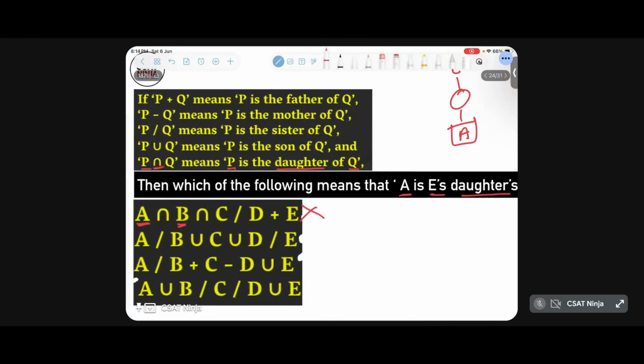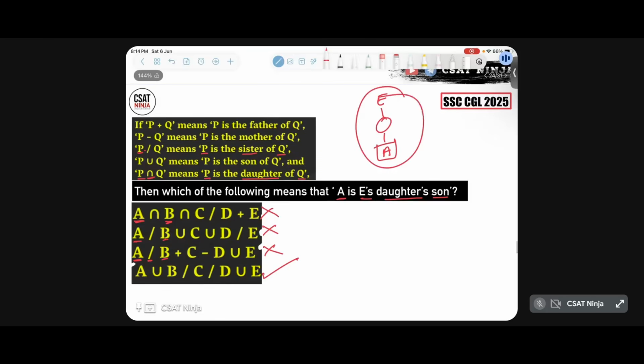Next one. A slash B. Slash means what? The first one is the sister of the second one. A is a sister of B. Even this option is eliminated. Same thing, A slash B means A is the sister of B. So this option is eliminated without checking anything. Just by looking at this, we have the answer, which is option D there. Are we clear with that?